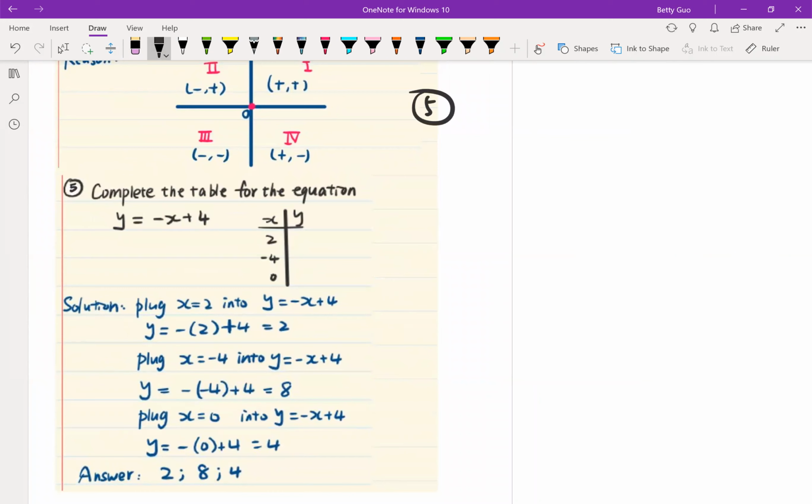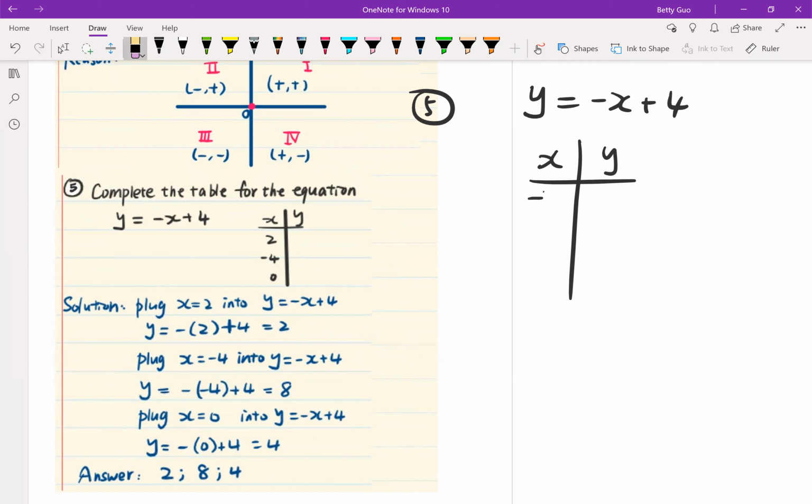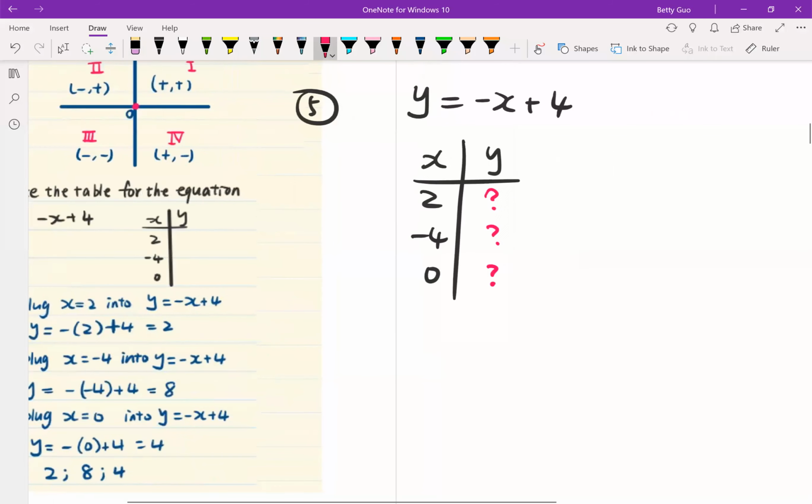Number 5, we need to complete the table for the equation. The given equation is y equals negative x plus 4. Let me copy the table here. It's a 2-column table. Column 1 are values for x. We have a positive 2, negative 4, and 0. So we need to fill in a blank. We need to get a number here, here, and here. That's the task for number 5.